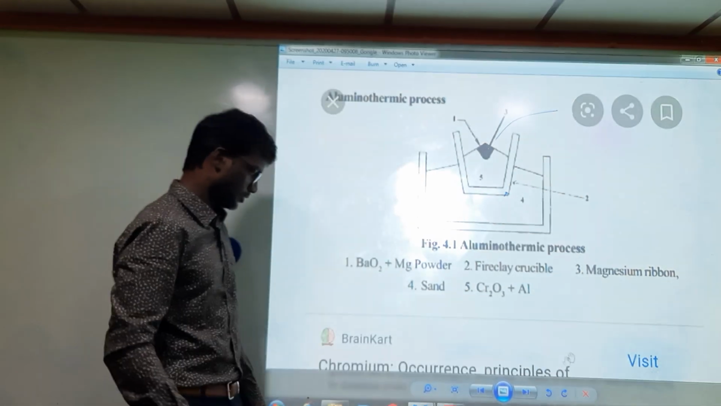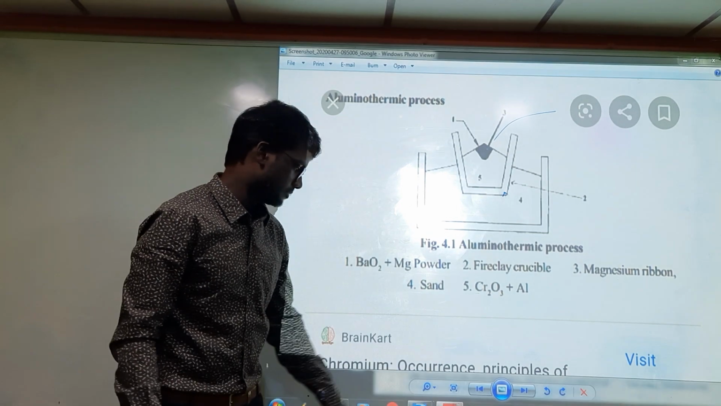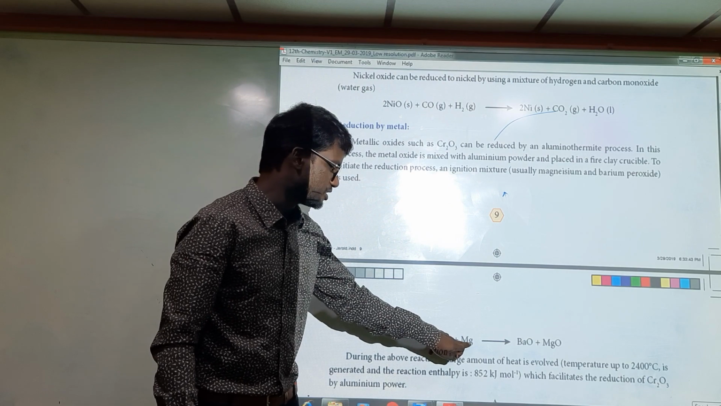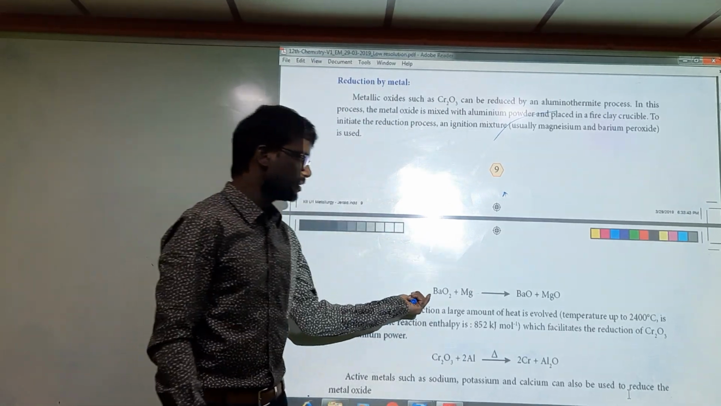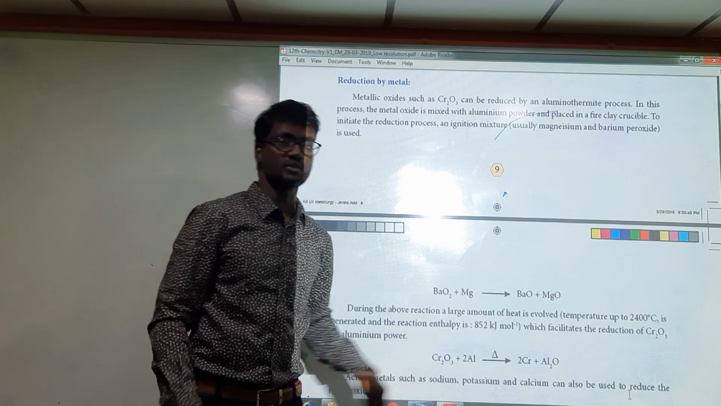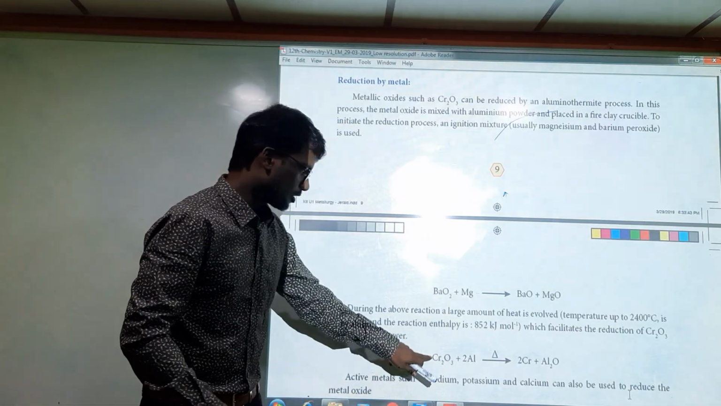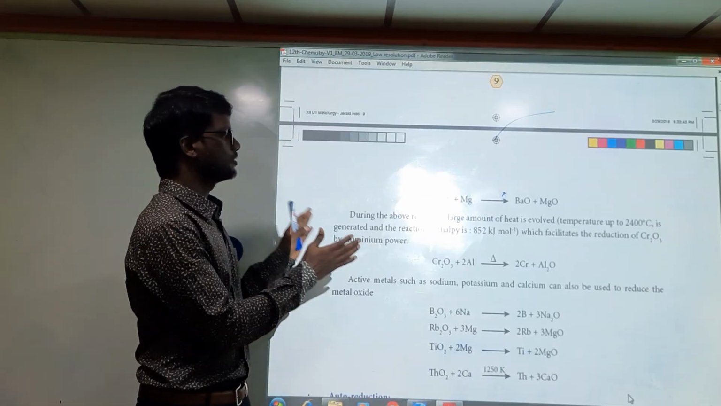So we'll go back to the textbook. You can just see it. Barium peroxide reacting with magnesium. Magnesium takes one oxygen and forms magnesium oxide and barium oxide. This reaction is highly exothermic. It produces a large amount of heat. At this temperature, chromium is displaced by aluminium. This is what we call the aluminothermite process.